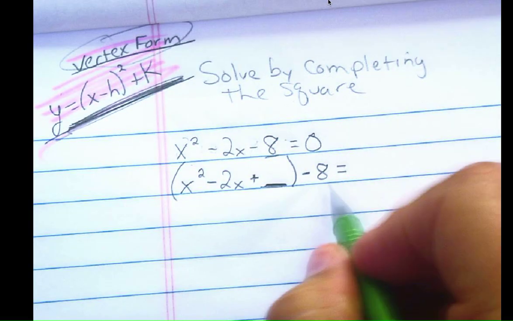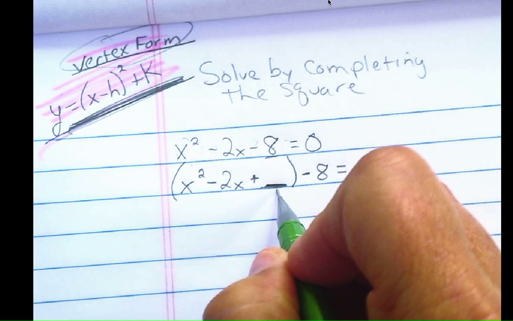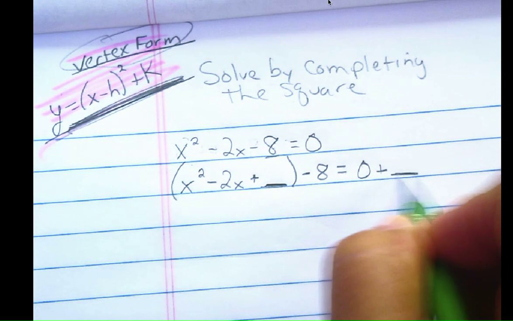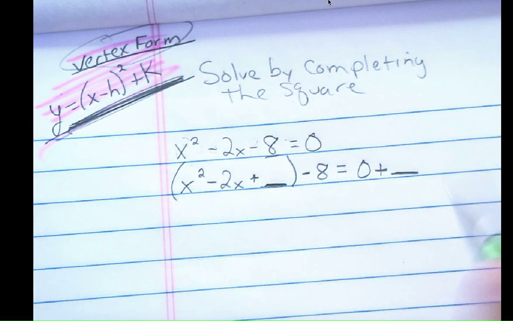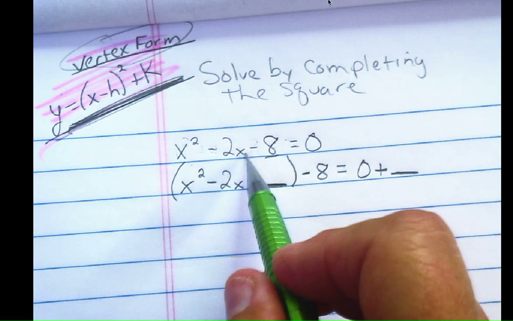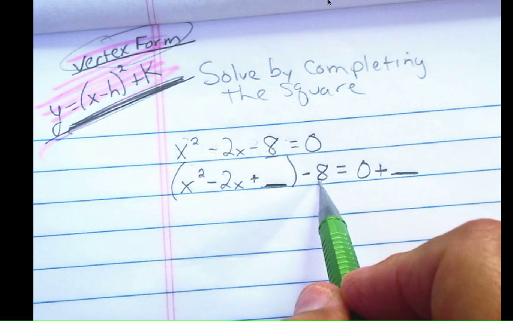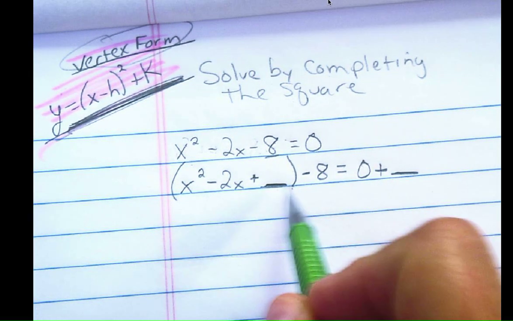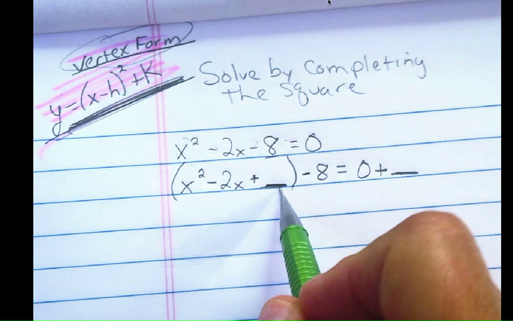But what if you add some kind of number to one side of the equation? Remember, you have to add that same number to the other side. So all I did was rearrange. I scooted this 8 outside the parentheses. I created that blank. The blank is what we just did. We're going to complete the square.